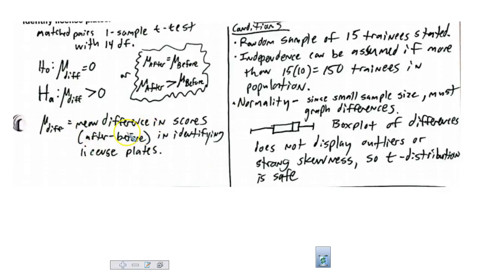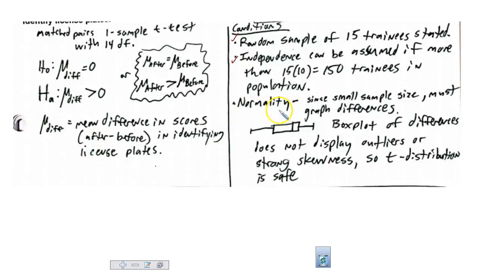Define mu diff as the mean difference in scores. Put what you're subtracting, after minus before, in identifying license plates. Okay. Checking conditions. We have a random sample of 15 trainees. Check. Good job. Independence can be assumed if there are more than 150 trainees in the population, and if this is a large city like New York City with police academies and stuff, there's very likely more than 150 trainees.